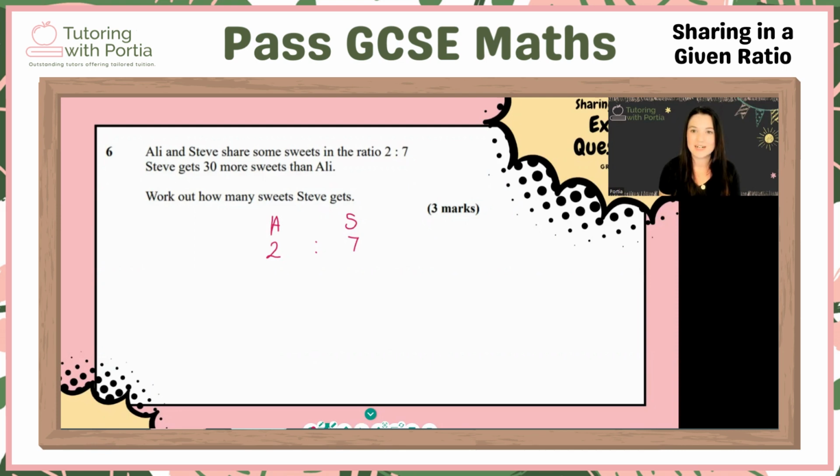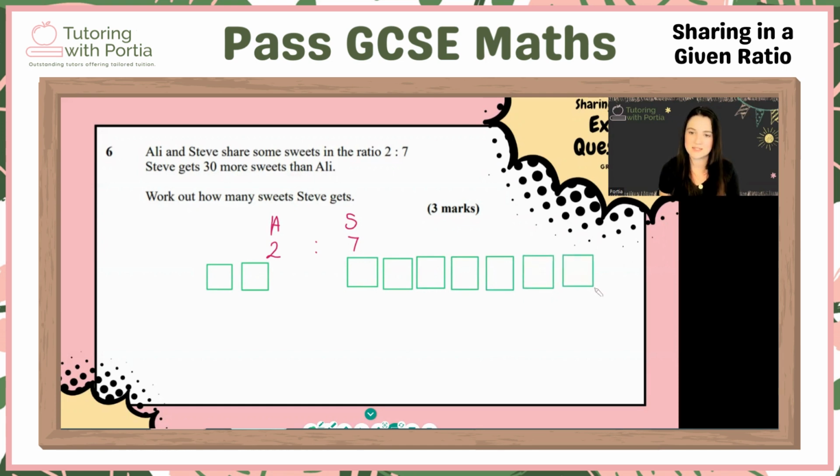Now, this is where I really would encourage students to draw it. If ratio is something that they struggle with, drawing this question to represent it is really helpful. So I would show my 2 parts there, and then Steve has 1, 2, 3, 4, 5, 6, 7 parts there. Let's work out how many parts there are in total. Well, in total, if we added those up, there are 9 parts, and yes, I can check. We've got 7, add 2 equals 9.